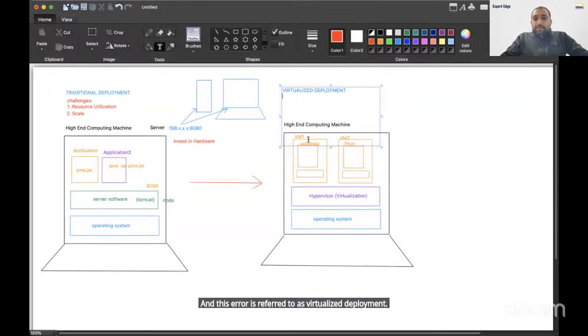They tried to solve the challenge of resource utilization, right? And also when it comes to scalability, they had the option of vertical scale.